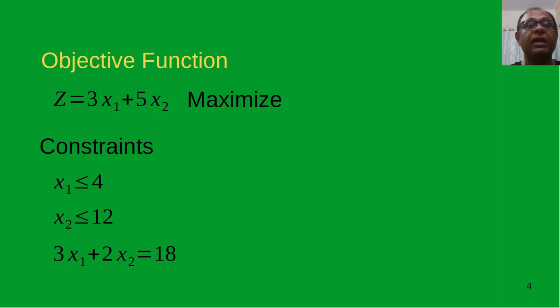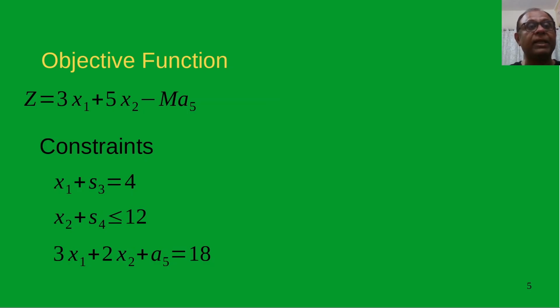So we will have to introduce an artificial variable first, and then we can use the big M method to solve it. That is the way we do it. We introduce the artificial variable a5. So first of all, in the constraints, we introduce slack s3 for constraint 1, that is x1 less than or equal to 4. For the next constraint, we introduce a slack variable s4. And for the last constraint, we introduce the artificial variable a5. And of course, the objective function now modifies to 3x1 plus 5x2 minus M a5.